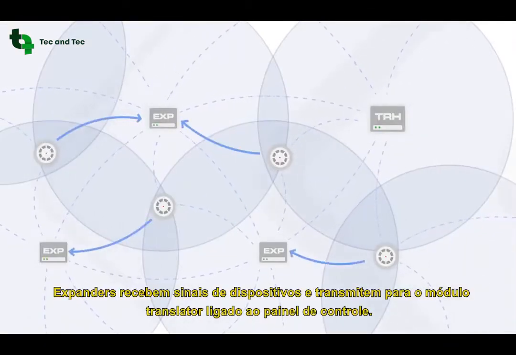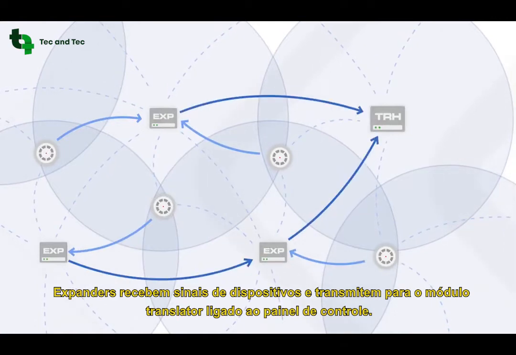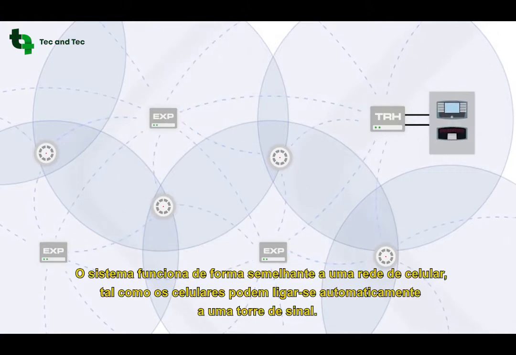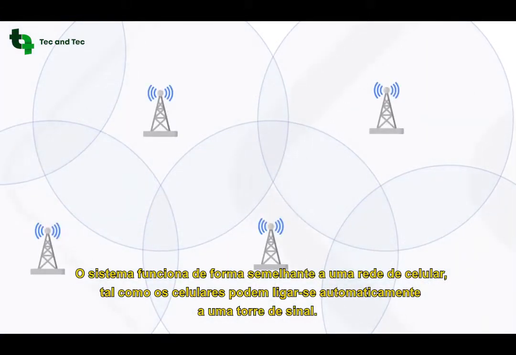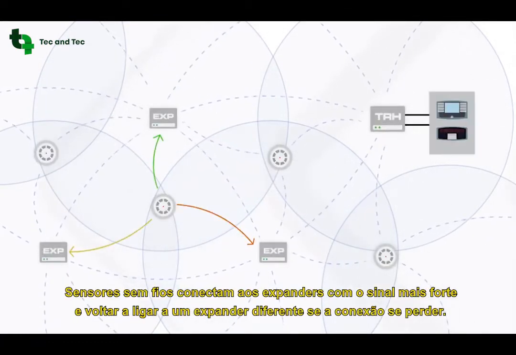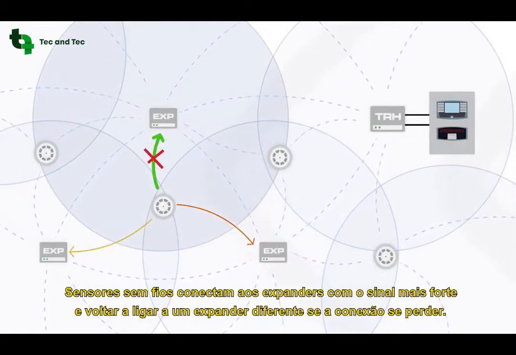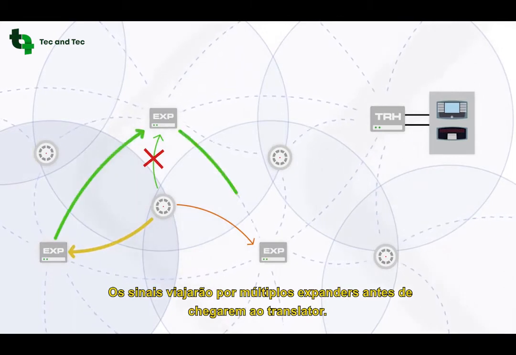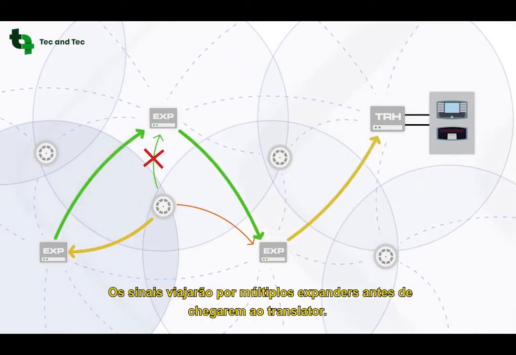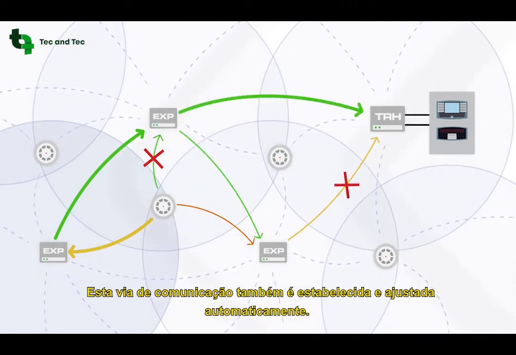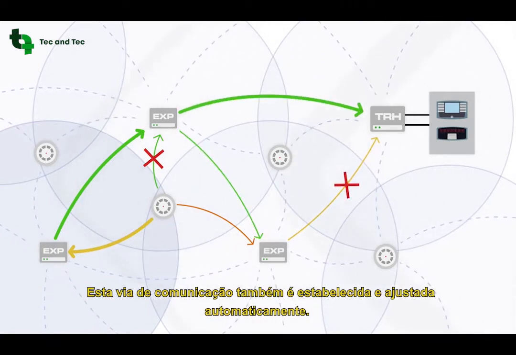Expanders receive signals from devices and transmit them to the translator module, which is connected to the control panel. The system operates similarly to a cellular network. Much like mobile phones can automatically connect to a cell tower, wireless sensors link to the expander with the strongest signal and relink to a different one if the connection is lost. The signals will then travel through multiple expanders before reaching the translator. And this communication path is also established and adjusted automatically.